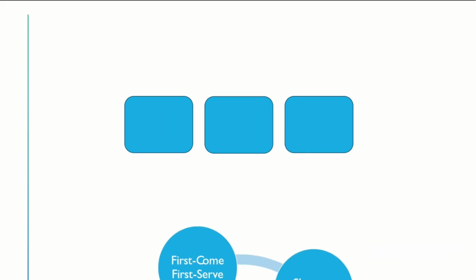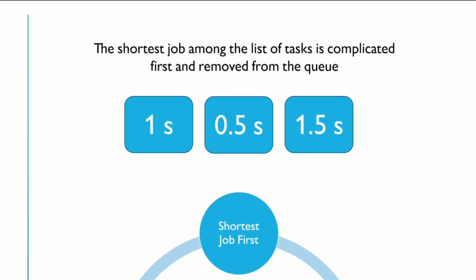If we're looking at the next type, which is the shortest job first, the shortest job among the list of tasks will be completed first and removed from the queue, and then the other processes will continue as well. So if you've got three tasks, as you can see here, one is taking 1 second, one is taking half a second, and one is taking 1.5 seconds. If it's the shortest job first, then the one in the middle will be completed first, then the 1 second will be completed next, and then the longest one will be completed last. So this is one of the ways an operating system decides which task to work on first and which to work on next, and so on.